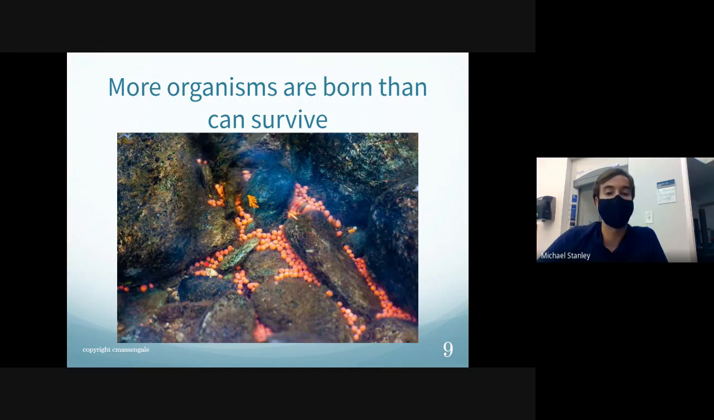Depending on the conditions that year, it might only be like a 7 or 8% survival rate for these hundreds and thousands and millions of eggs compared to the number of adult salmon that actually live and are able to lay more eggs.